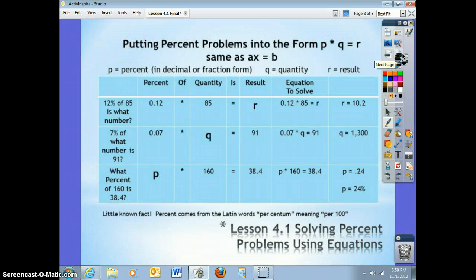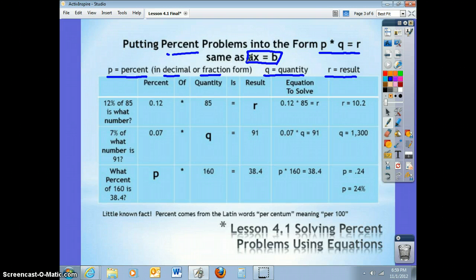So let's do some of these percent problems. We're going to put percent problems into this form of ax equals b. It's more helpful to think of it as p times q equals r as opposed to ax equals b, because the p, the q, and the r stand for words that are easy to remember. P stands for percent, which we're going to put either in decimal or fraction form. Q stands for quantity, and r stands for result. But as you can see, it obviously is still that form.